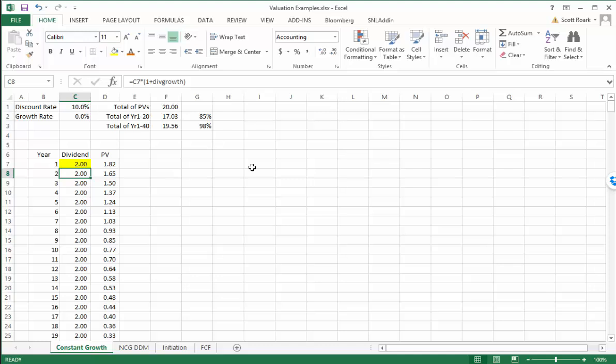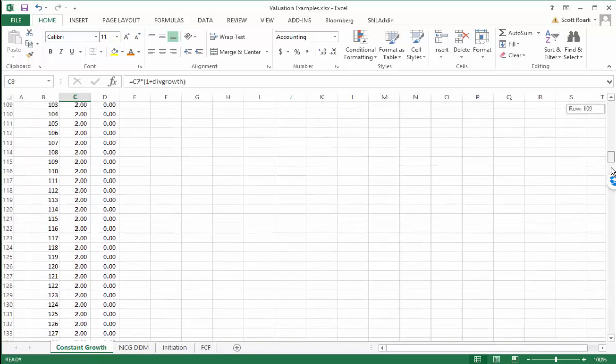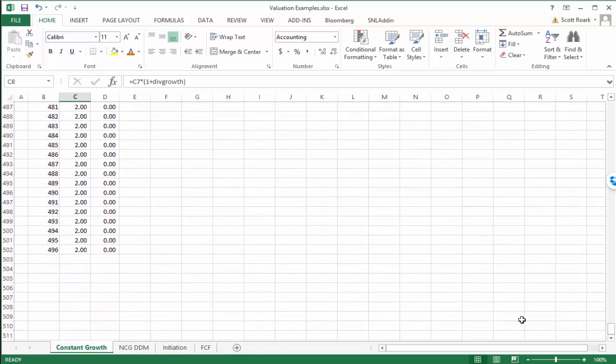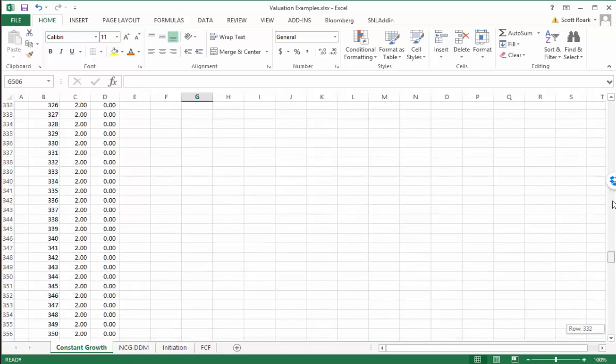If we have dividends that last forever at $2 and our discount rate is 10%, I've gone ahead and put the key information up here. We've got the discount rate, the growth rate. So the growth rate is 0. We've got constant dividends, and I've put those in, and you can see I've got years 1 through 19 showing, and all of those dividends are $2. I actually went down all the way to 499 years, so an arbitrarily long period of time, and you can see the dividends are $2 for the full period of time.